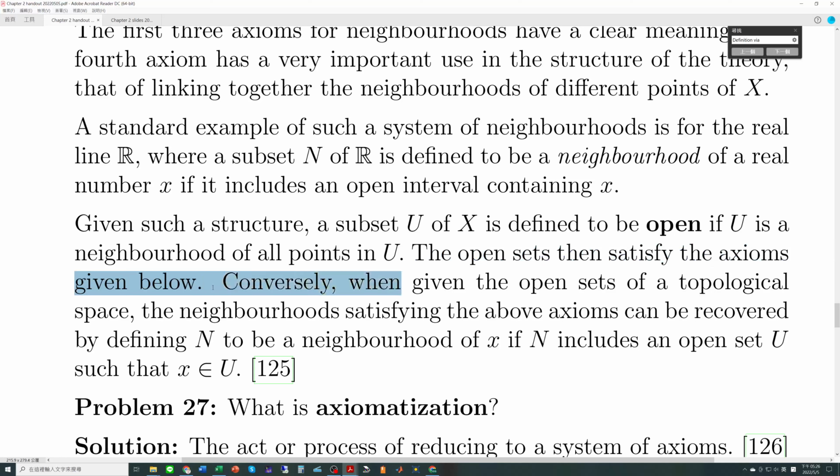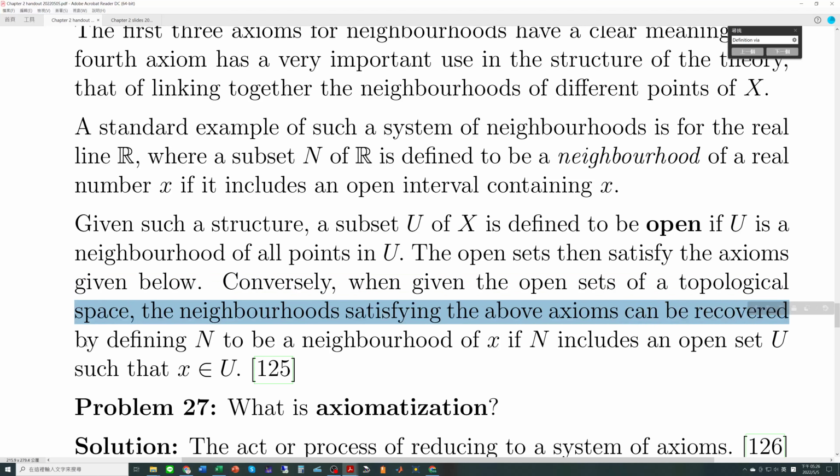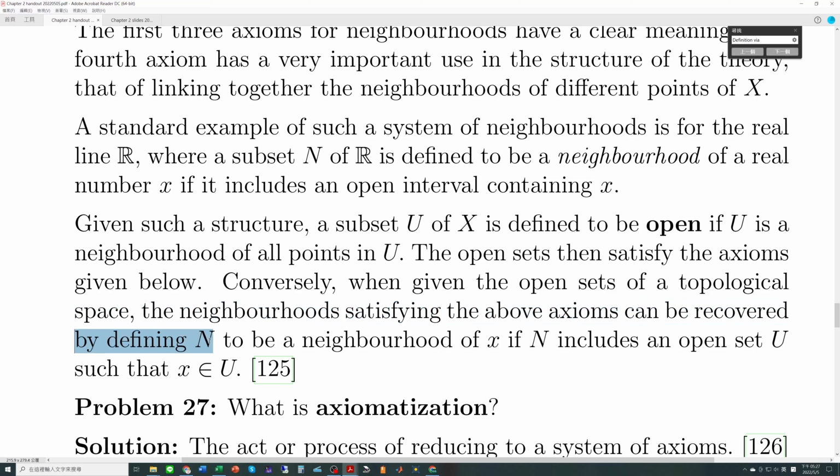Conversely, when given the open sets of a topological space, the neighborhoods satisfying the above axioms can be recovered by defining capital N to be a neighborhood of small x if capital N includes an open set capital U such that small x is in capital U.